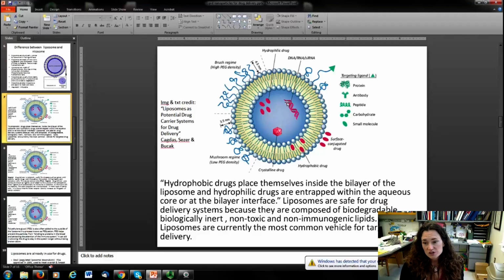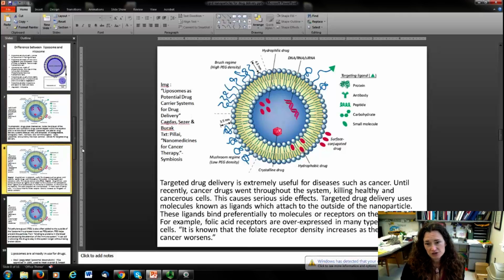So liposomes are safe for drug delivery systems. Basically, they're made of the same kind of stuff that makes up our cells. And so you can imagine that they're biodegradable, they're biologically inert, they're non-toxic, and they're non-immunogenic. Okay? So that means that they're pretty safe for use in drug delivery systems. And like I said, liposomes are currently the most common vehicle for targeted drug delivery that's on the market.